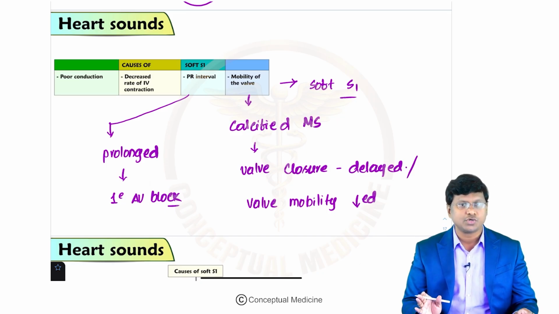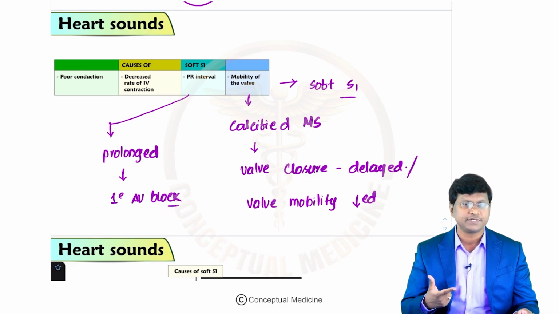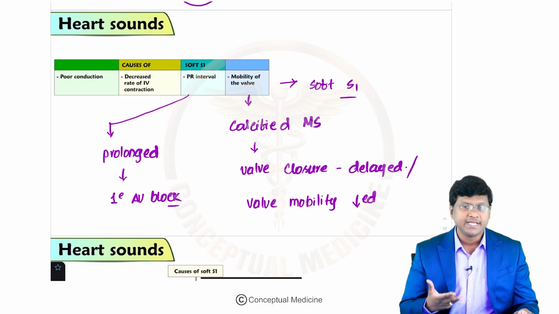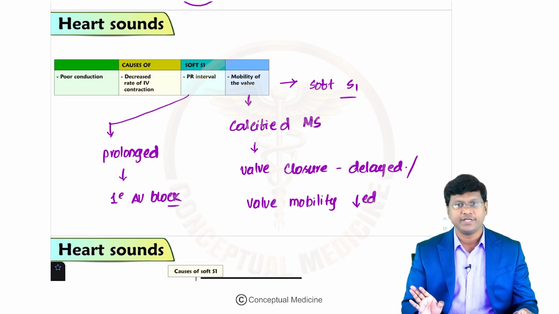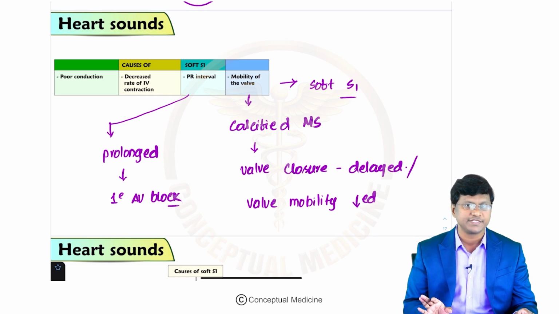So these are the causes of the soft S1. One condition where there is poor conduction of the sound through the chest wall. Second, where there is a decrease in the rate of LV pressure development, like in patients with hypothyroidism, cardiomyopathy and acute MI, and in patients with prolonged PR interval. And fourth, where there is reduced mobility of the valve, that is also associated with soft S1.